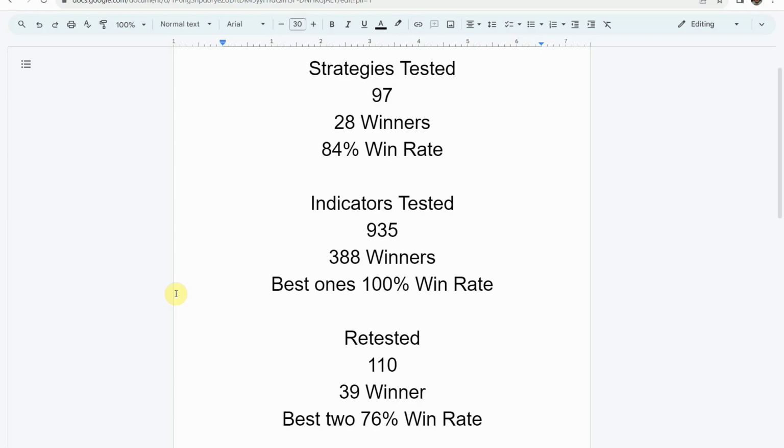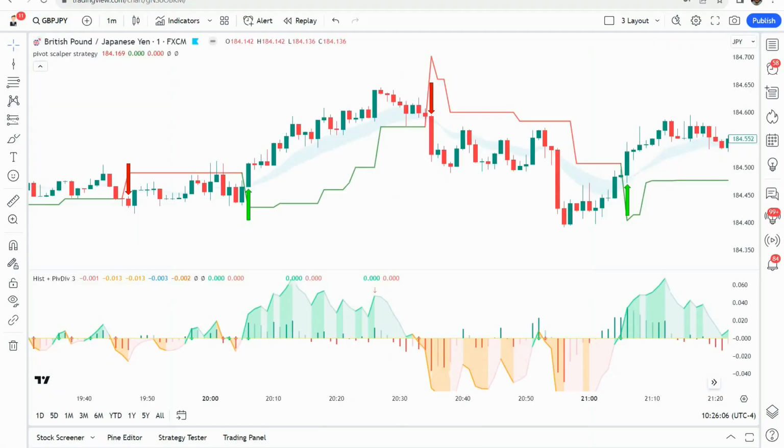We've also retested in the advanced testing 110 of the winning indicators. 39 of them have been able to maintain the winning status, the best two, a 76% win rate. And keep in mind that we test most of these indicators and strategies on the Forex and crypto market, but they can be applied to just about any market and time frame universally.